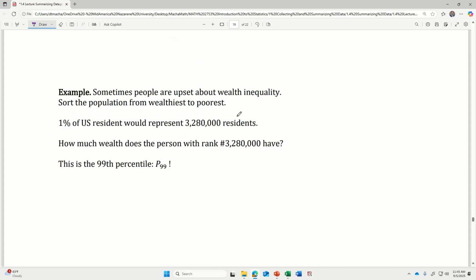Here's another example. Take the population of the United States, sort it from wealthiest to poorest. There are 328 million US residents, so 1% of the US would be 3,280,000 residents. If we were able to rank everybody according to wealth, and we tracked down the person who was number 3,280,000, and we asked them, how much wealth do you have? That's what we would call the 99th percentile. Okay?